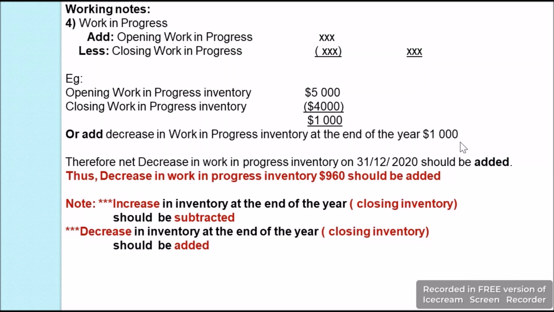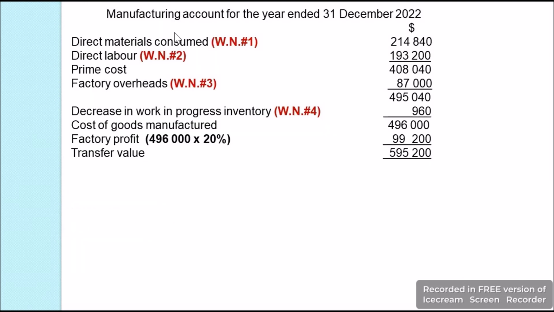Either you can understand it with the help of a numerical example and proceed with how to deal with the inventory requirements, or you can just remember this: if there is an increase in inventory at the end of the year, this will be the closing inventory and hence should be subtracted. And if there is a decrease in the inventory at the end of the year, that is, the closing inventory has been reduced, this should be added. Either you memorize this or you understand it with the help of a numerical example, and then you can proceed further and make the manufacturing account.